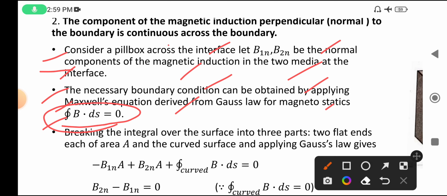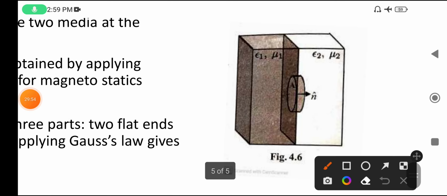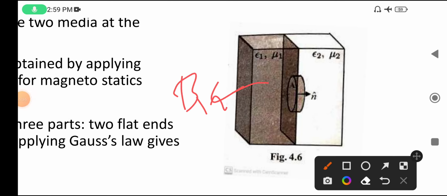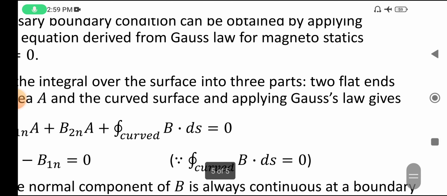Okay, so again we have to consider a pillbox, right? B1n is the left side field and B2n is the right side field. Which field? Normal field. And see the diagram. So this side B1n, this side B2n, normal components, and it is a pillbox. Okay, and which formula do you have to apply? Integral B dot dS is equal to 0, we have to apply, isn't it?